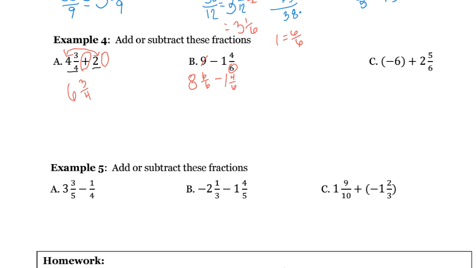So because we have common denominators here, we can simply subtract our whole numbers. What's 8 minus 1? 8 minus 1 is 7. And then we could do 6/6 minus 4/6. What's 6 minus 4? 2/6. Is 2/6 simplified? No, you have to divide them both by 2. So our real answer is 7 1/3.